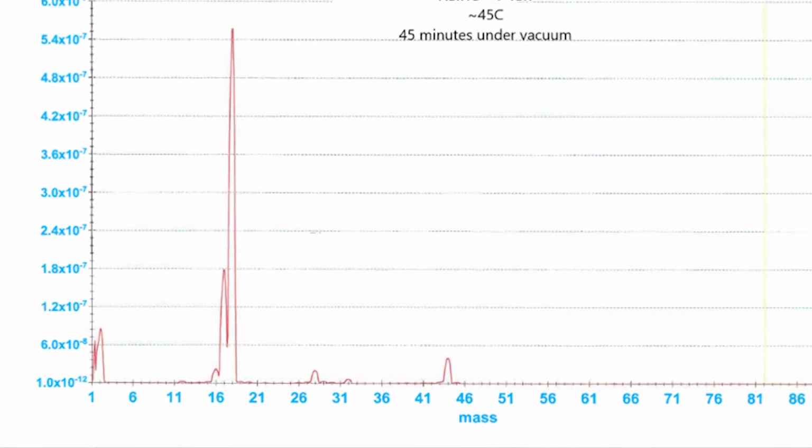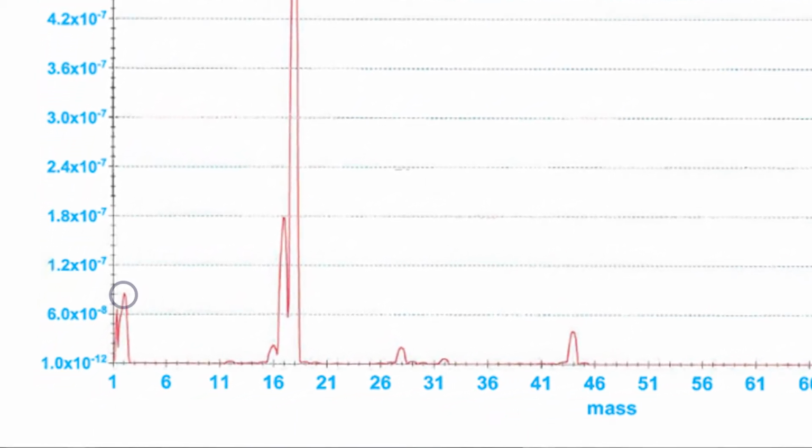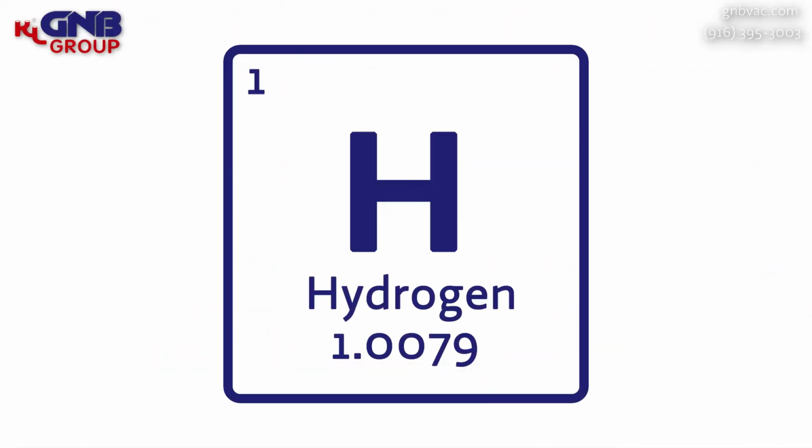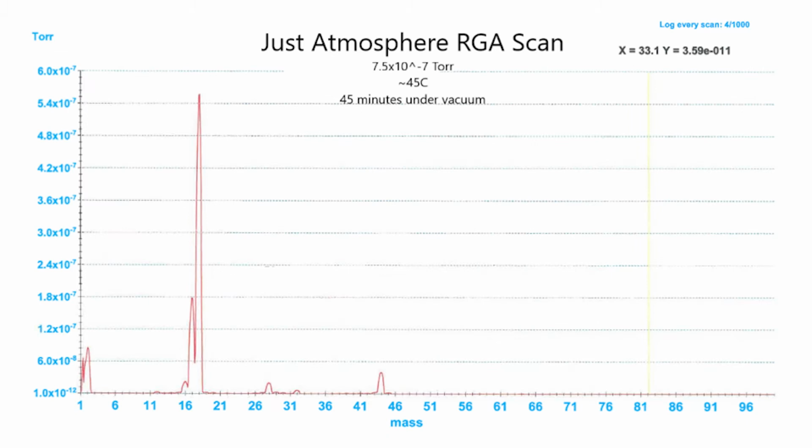So to start, you look at this peak here, peak 2, and that is hydrogen. And you know it's hydrogen because if you look at a periodic table, hydrogen has a mass of 1 atomic mass unit, and we know it's diatomic, so there's 2 of them. So mass 2 will be hydrogen, and you can see the relative amount of the partial pressure of hydrogen in this vacuum here.